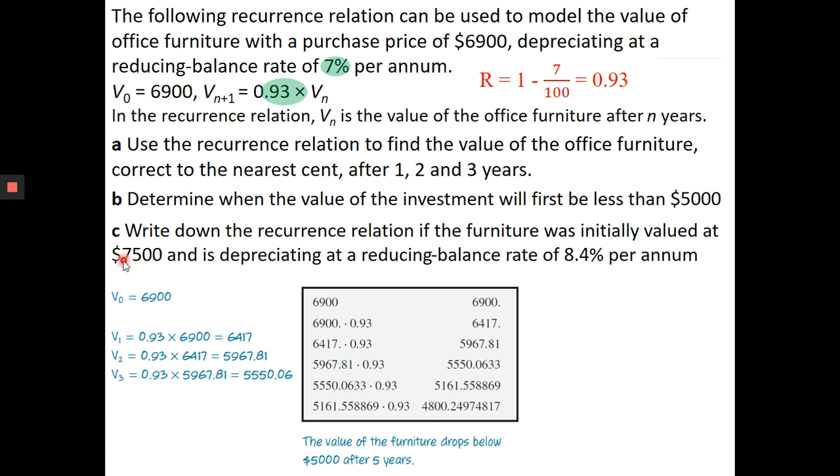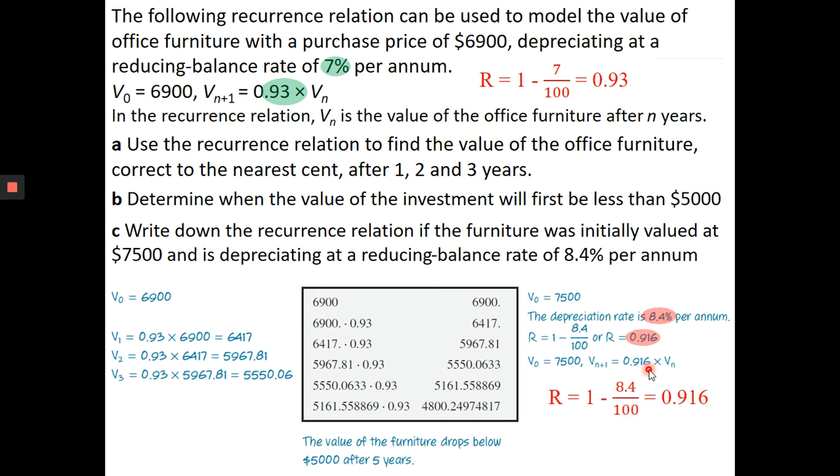Write down the recurrence relation. The furniture was 7,500, depreciates by 8.4%. Well, that's easy, 7,500. Just where do we get the 0.916 from? We do 1 minus 8.4 over 100. That's where we get that from. Sure you won't make the mistake again. 8.4% becomes a depreciation factor of 0.916. We'll just do that, 1 minus 8.4 over 100. That's what it looks like if you do it on your calculator.